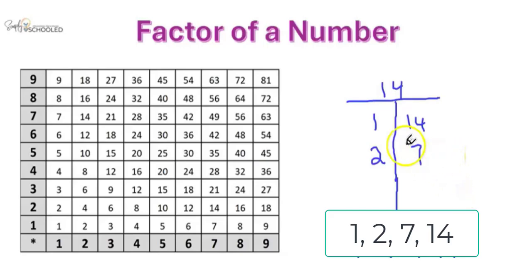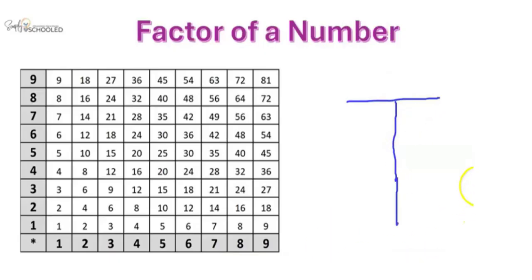Okay, and lastly, there's a lot of special factors. For example, 3, the only factors are 1 and 3. 11, the only factors are 1 times 11. Or we can even say like 31, the only factors of 31 are 1 and 31. So there are a list of special numbers whose factors are only 1 and itself. Okay, so keep that in mind, and next we'll learn how to use factors of a number.